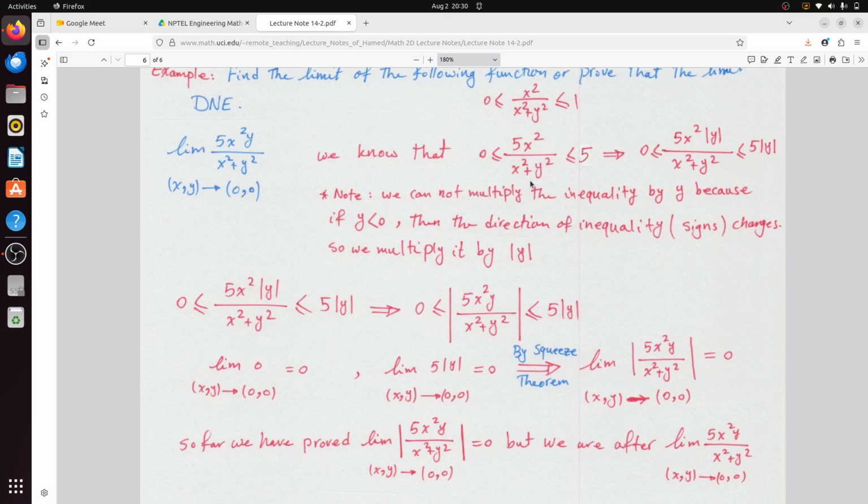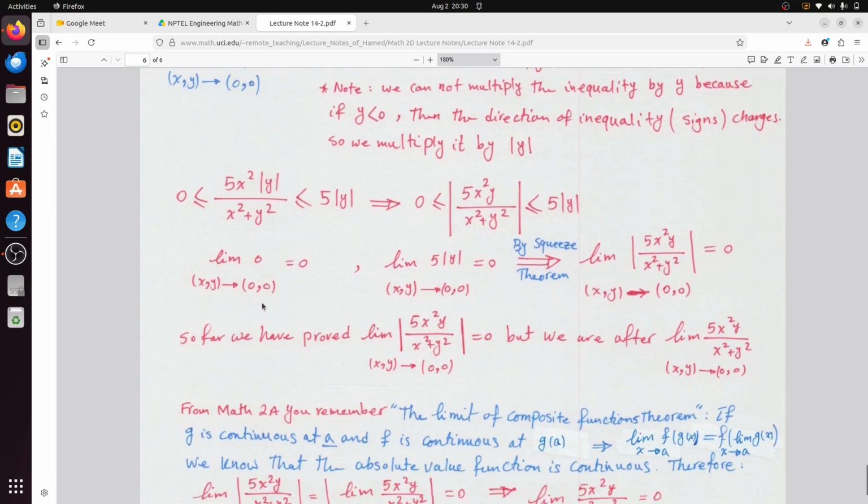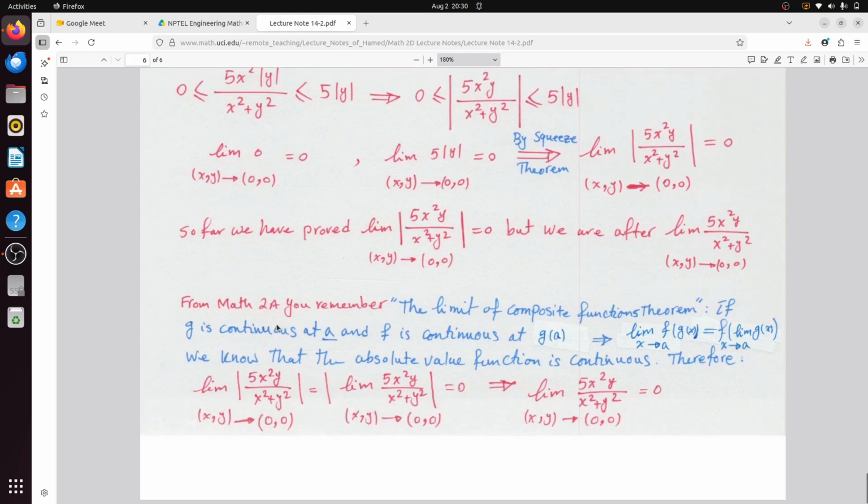This type of problem I have already discussed at the very beginning. So as (x,y) tends to (0,0), this becomes 0. This 5 mod y, as (x,y) tends to (0,0), becomes 0. So by the squeeze theorem, the limit of 5x square mod y by x square plus y square is 0 as (x,y) tends to (0,0). So far we have proved that the limit as (x,y) tends to (0,0) of the mod of 5x square y by x square plus y square is 0.